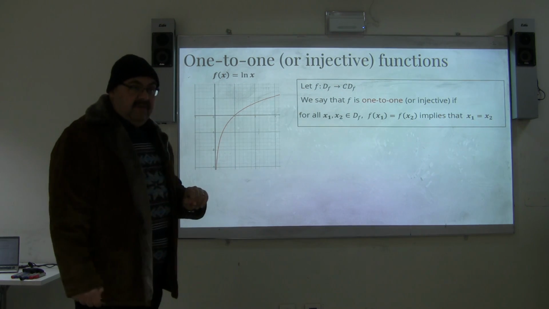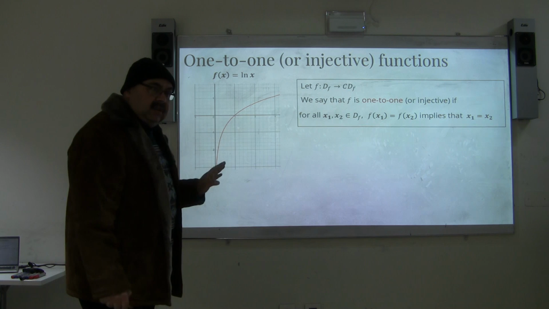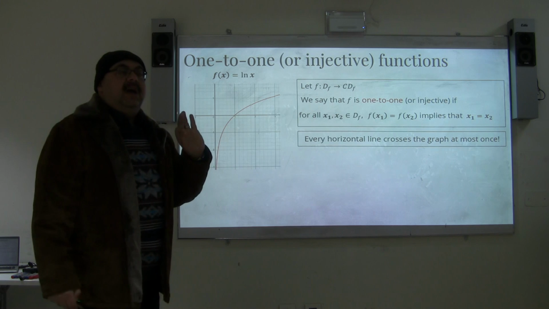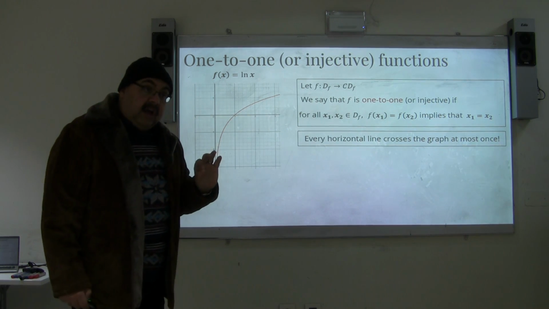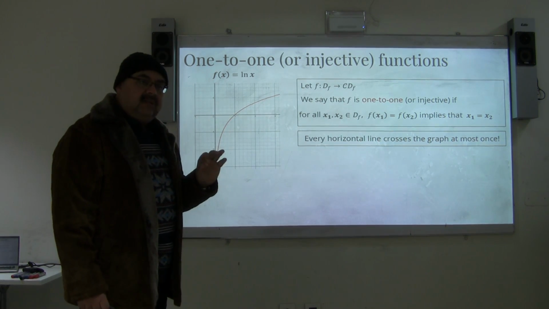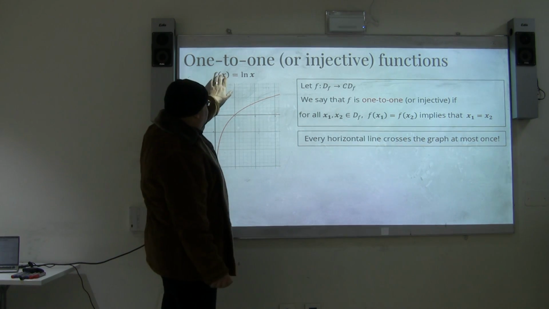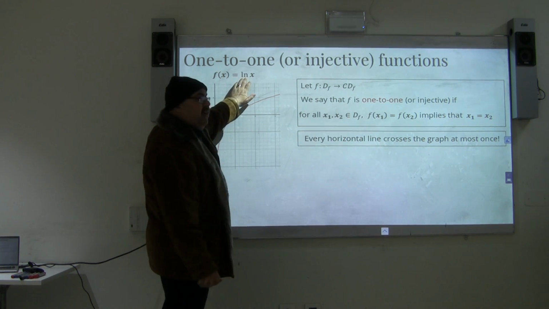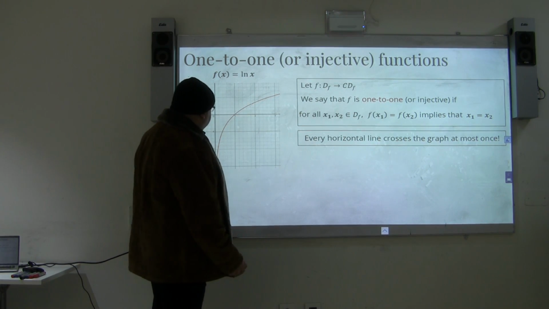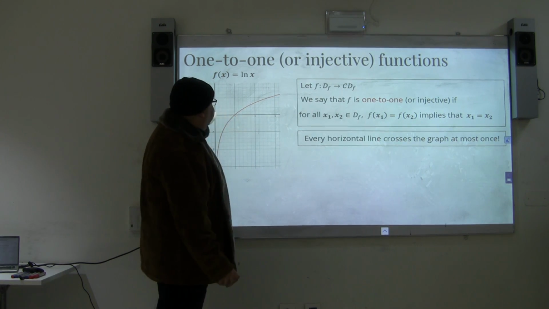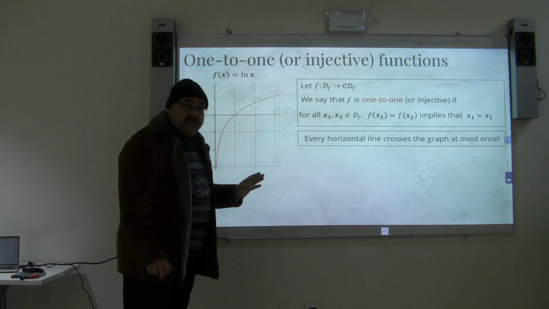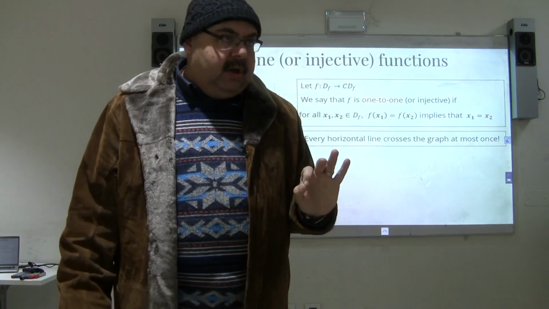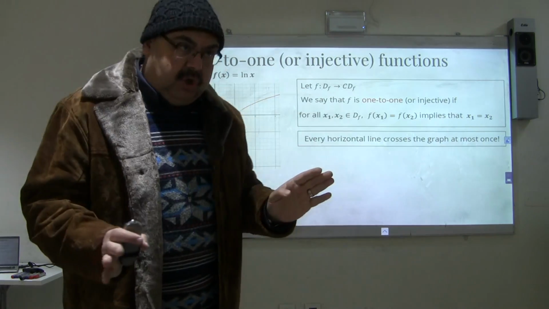If you look at this graph, that's y equal to ln x. If you apply the horizontal line test, since it is a single valued function, just y equal f of x, y equal ln of x, so you have a function in one variable. In this case, if you draw a horizontal line at any place on the graph, it should cut the graph at just one point. If it cuts the graph at just one point, then it is an injective function.